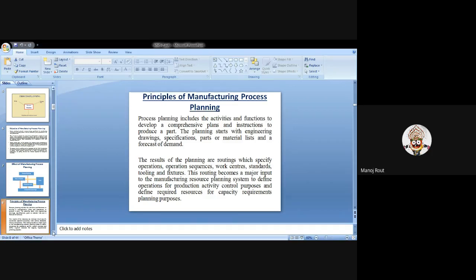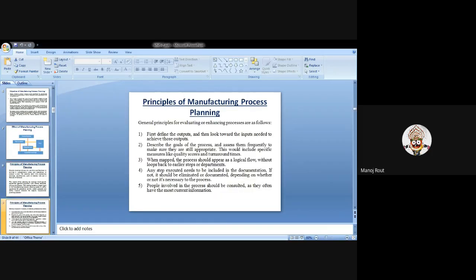The next one is the principles. These are the general principles for evaluating and enhancing a process. The first one is to define the output and look forward to the input needed to achieve the output. The next one is to describe the goal of the particular process and assess it frequently to make sure that it is still appropriate. This would include specific measures like quality, scope, and turnaround times.